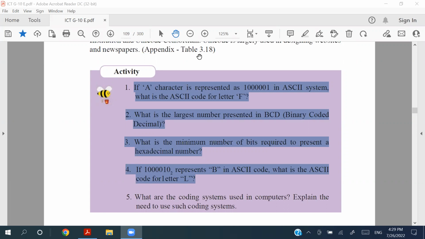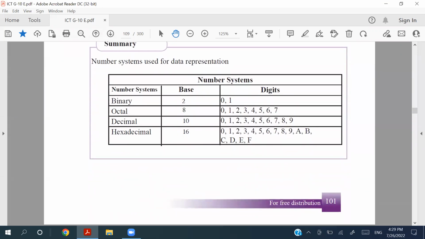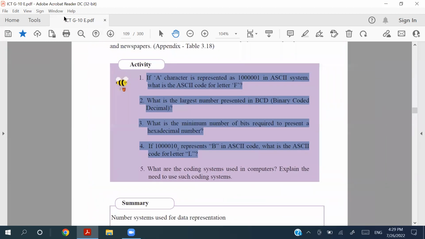You can just write the activity and the page number. Its page number is 101. You don't need to write the question, people.